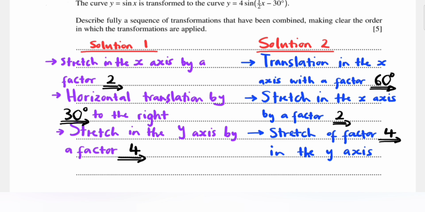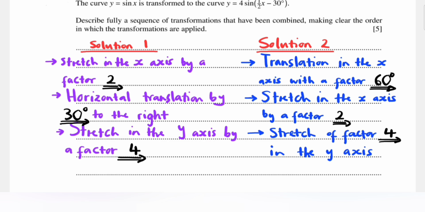So the question says, the curve y equals sine x is transformed to the curve y equals 4 sine (half x minus 30 degrees). And it goes on to say, describe fully a sequence of transformations that have been combined, making clear the order in which the transformations are applied. So let's start with solution 1.